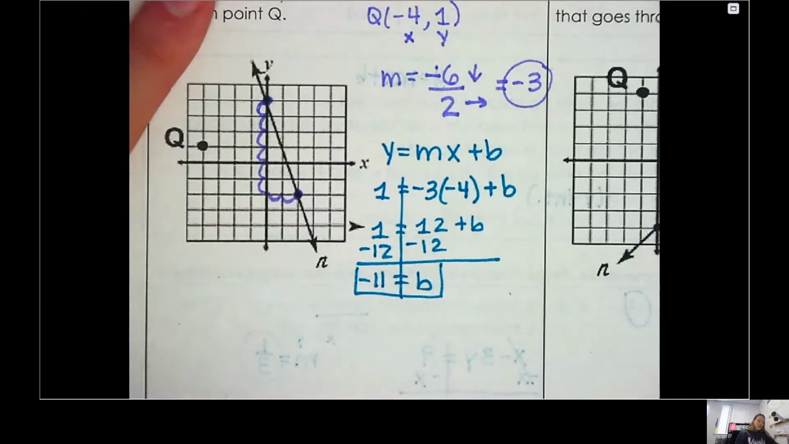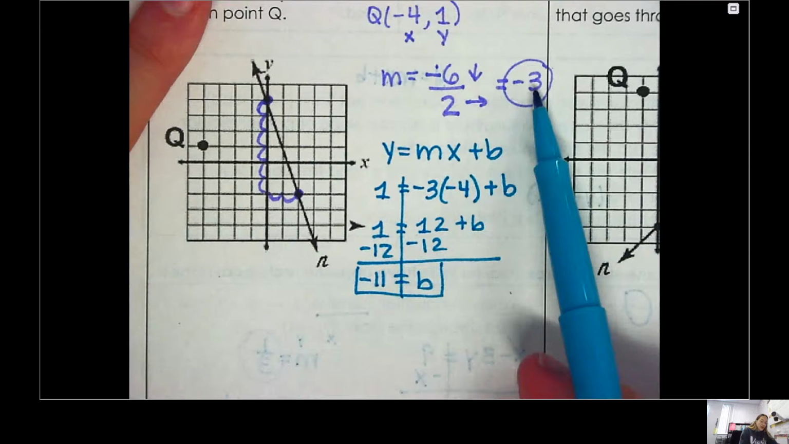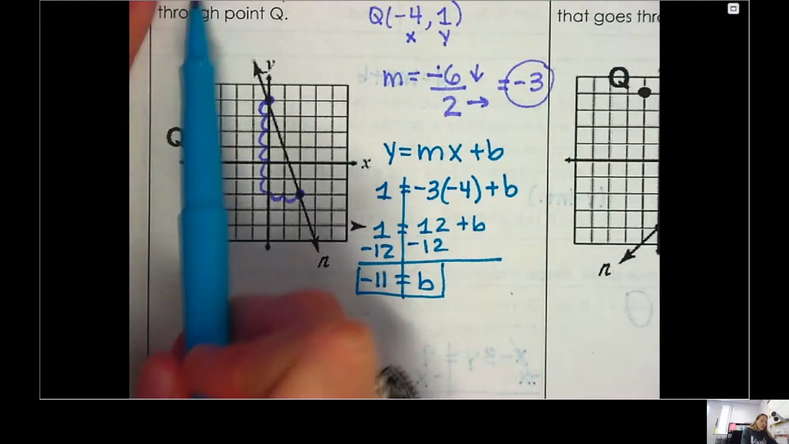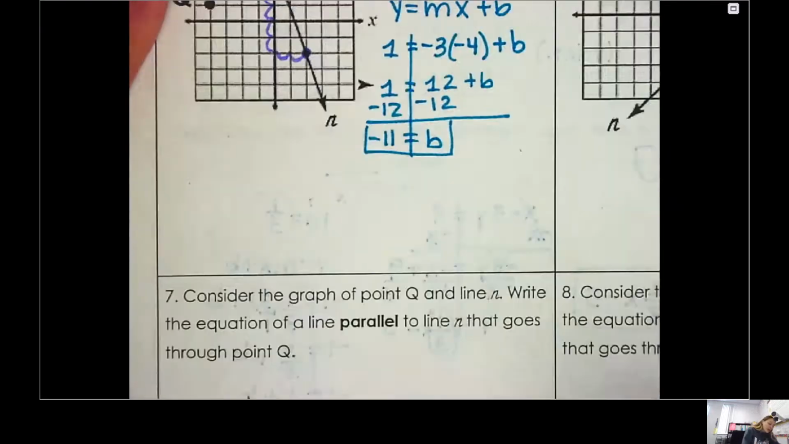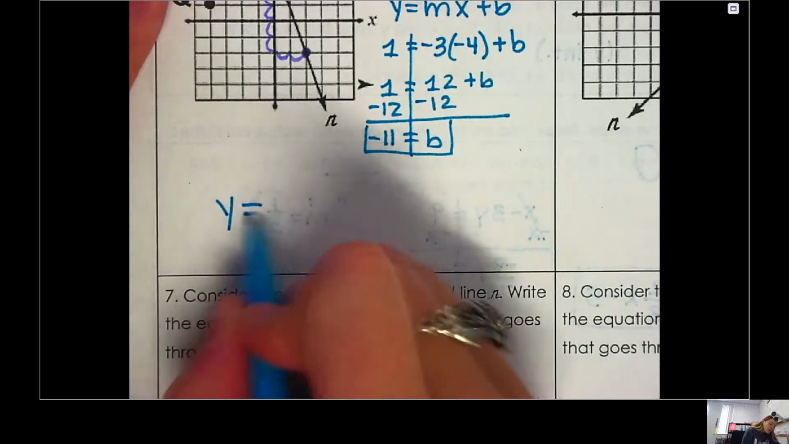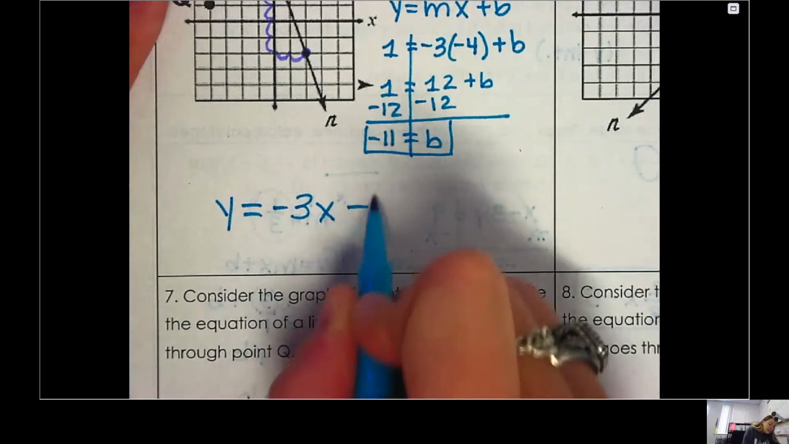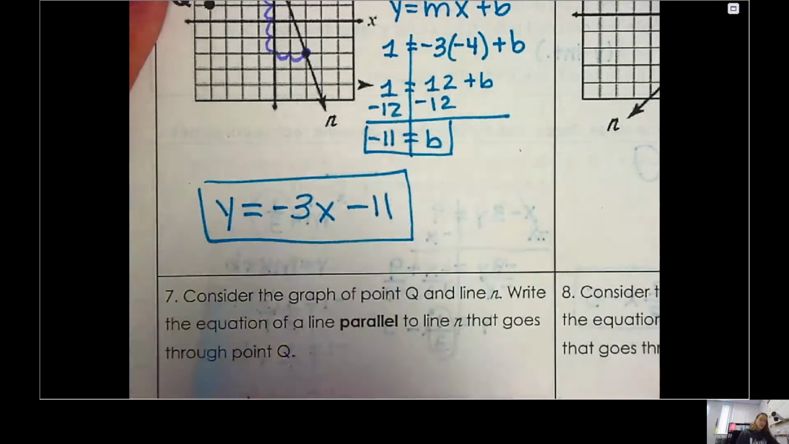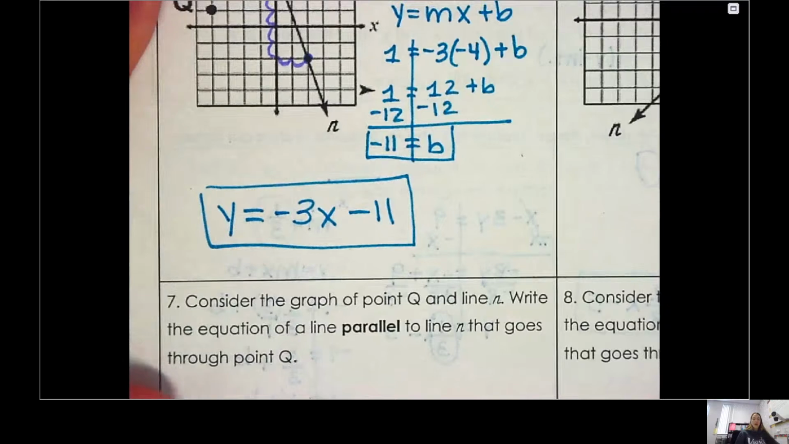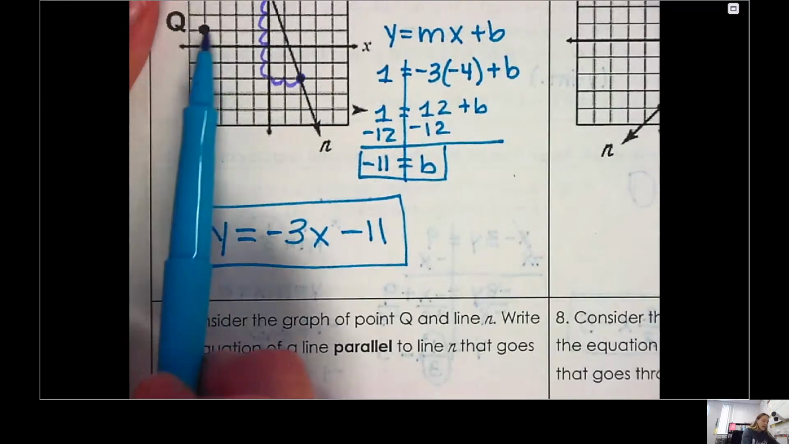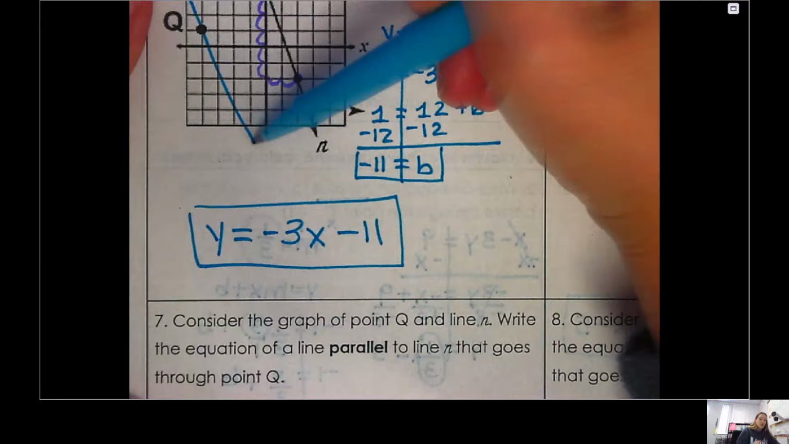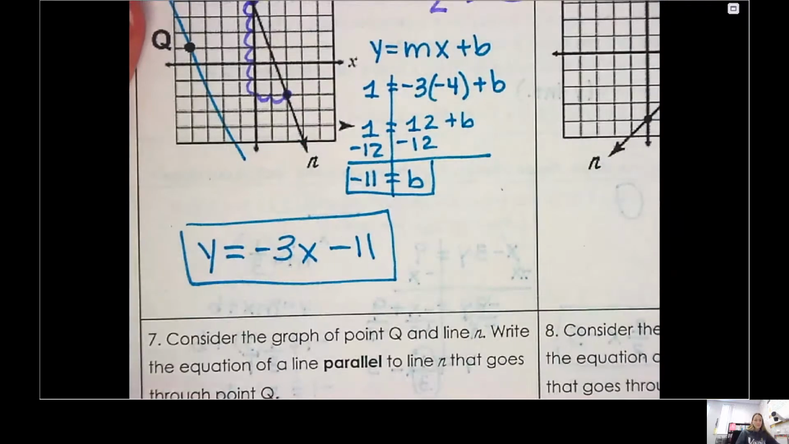So now the final step is to plug in my slope and my b value to get an equation of a line. So my equation is y equals, my slope is -3x minus 11 is my intercept. Ta-da! And that will go through this point Q and have a parallel slope. So it should look like that if I were to graph it.